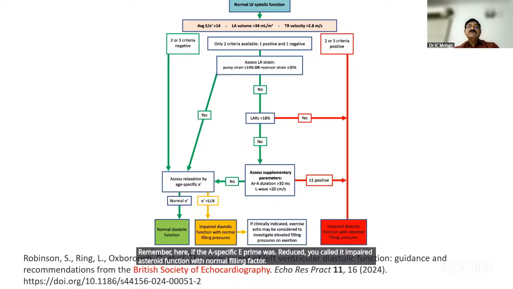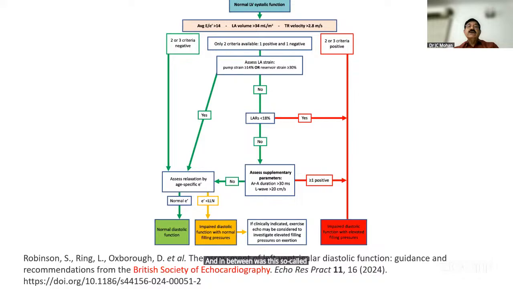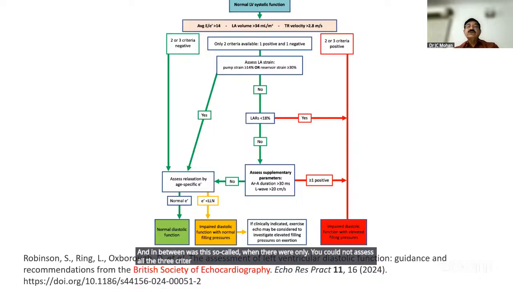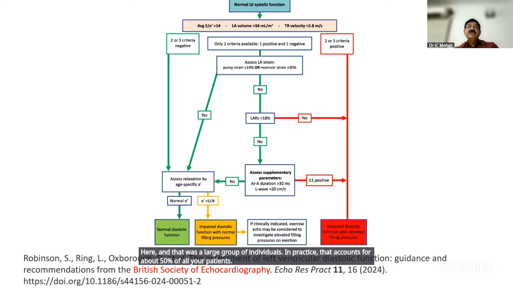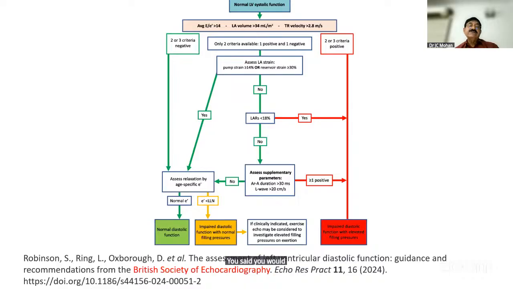And in between was the group where you could not assess all three criteria. You could assess only two, one was positive and one was negative. That was a large group of individuals. In practice, that accounts for about 50% of all your patients. There you had to assess the left atrial strain. In case the pump strain was more than 14% or reservoir strain more than 30%, you would bring these patients to the left side, that is either normal diastolic function in case the E prime was also normal, age specific, or impaired diastolic function.